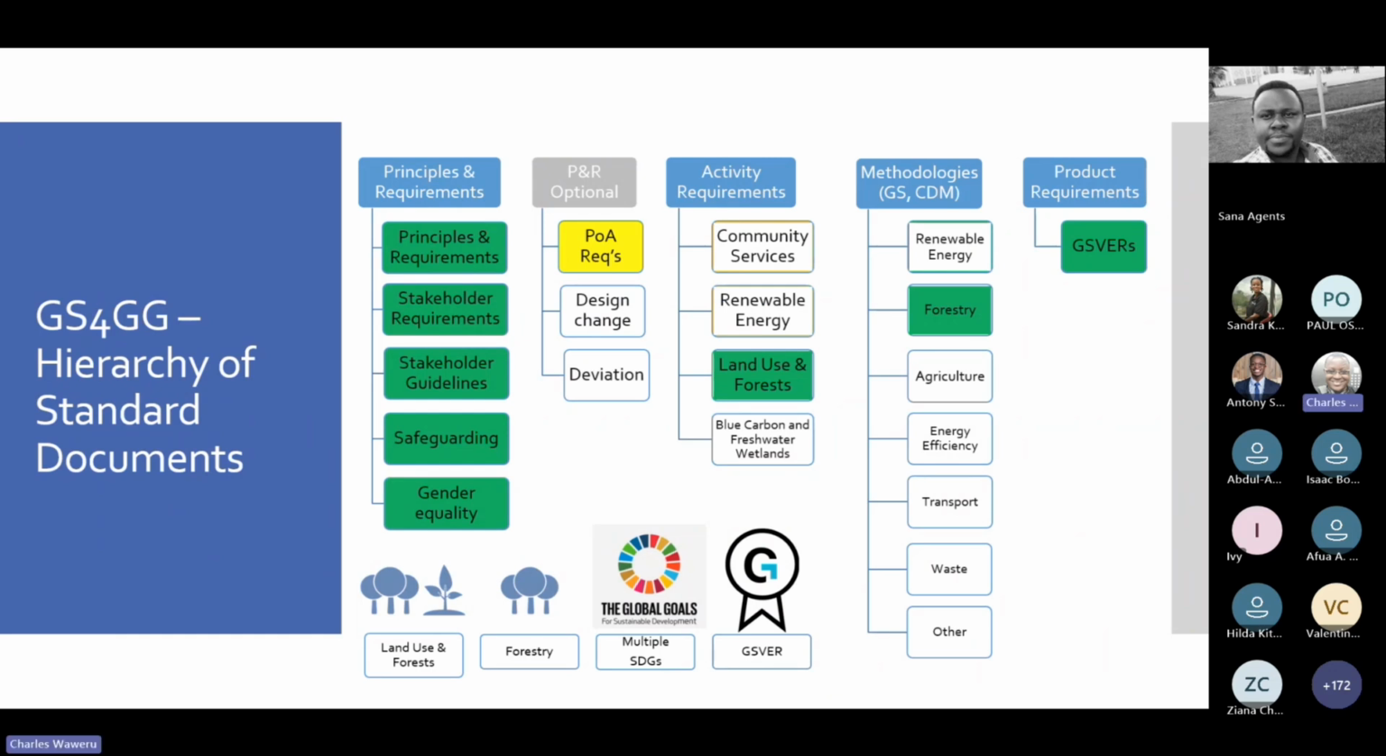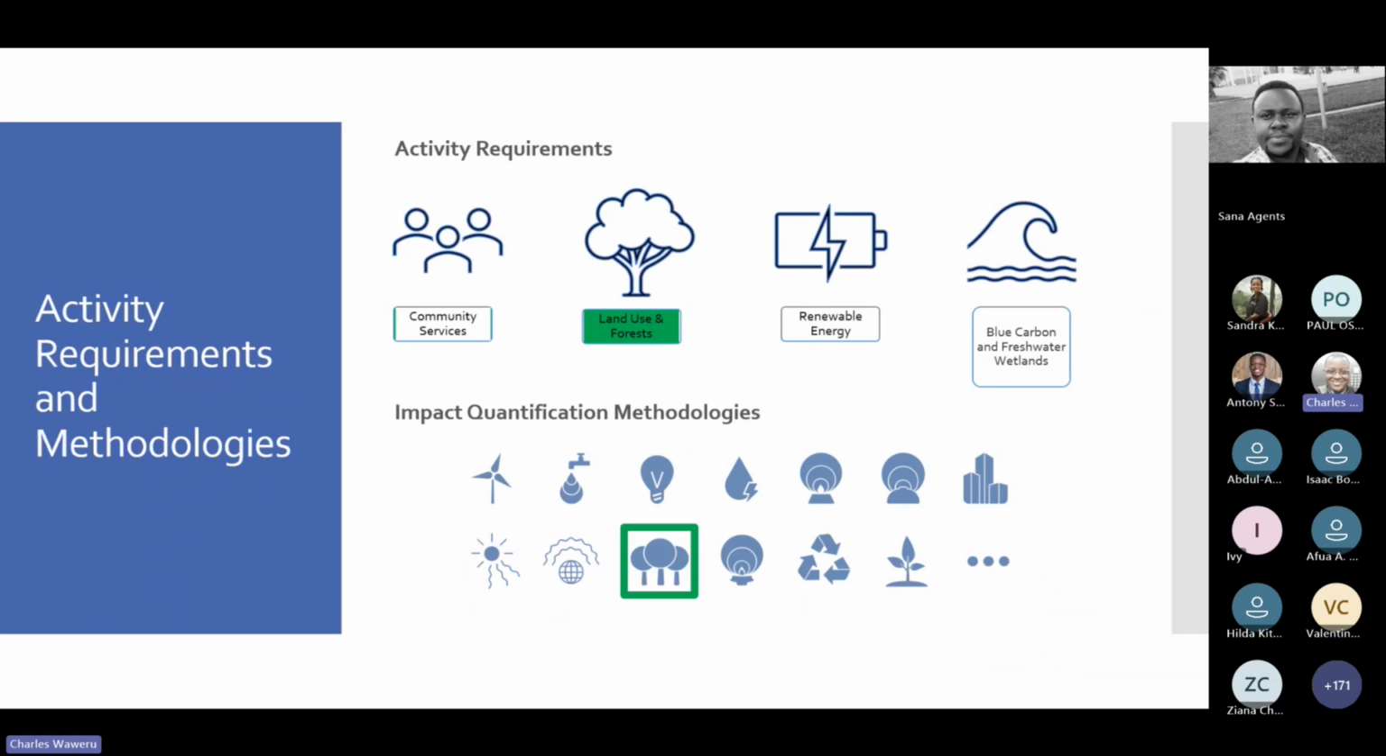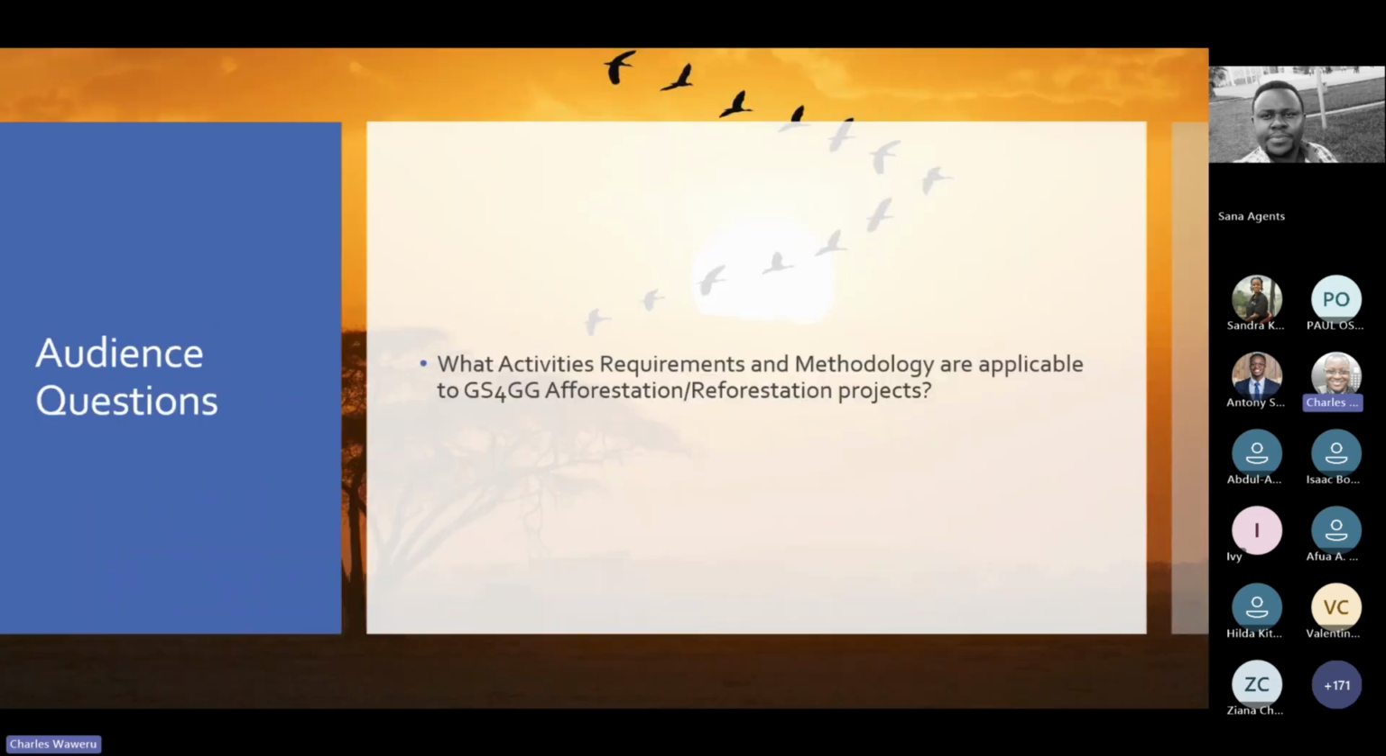Okay, if you look at here, you see the activity requirements: there is the first activity requirements, and land use and forestry activity requirements, and then the methodologies. Those are the two items that you need to make sure you keep in mind if you are developing carbon projects.